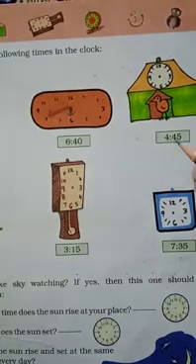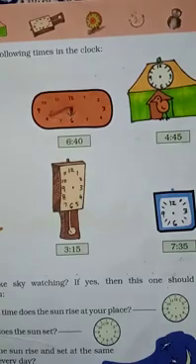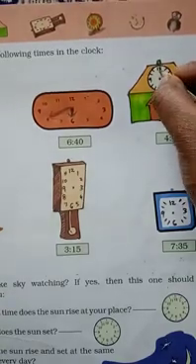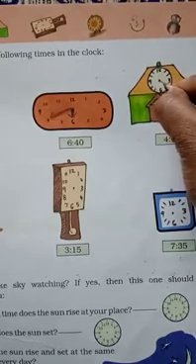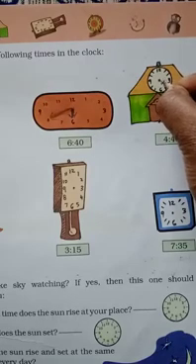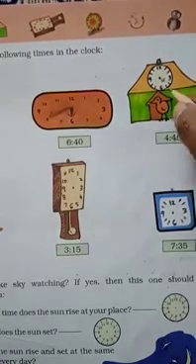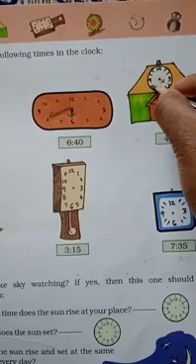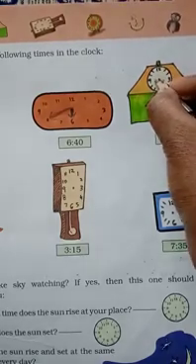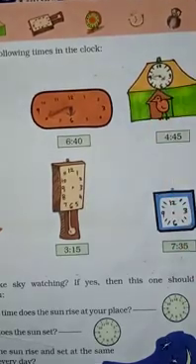Next we have 4:45. So the small hand is in which place? 4. See here, 12, 1, 2, 3, 4. So the small hand will be at 4. And where is the big hand? The big hand should be at 45, meaning 5, 10, 15, 20, 25, 30, 35, 40, 45. The big hand should move to the 9, that is 45.